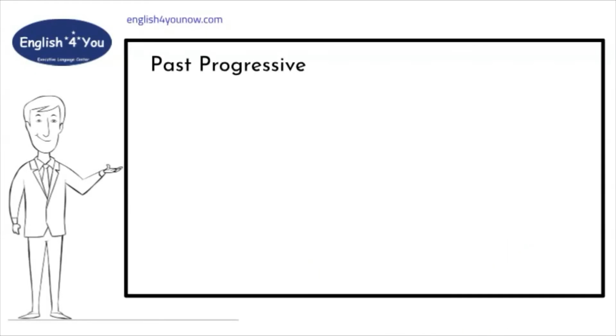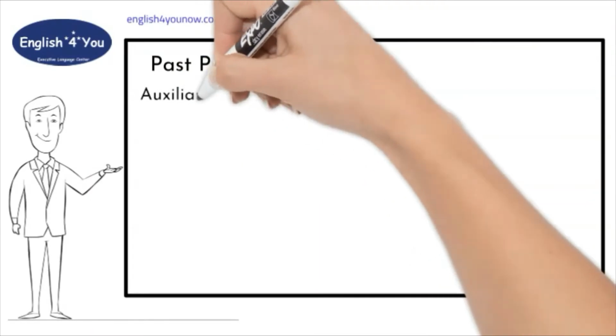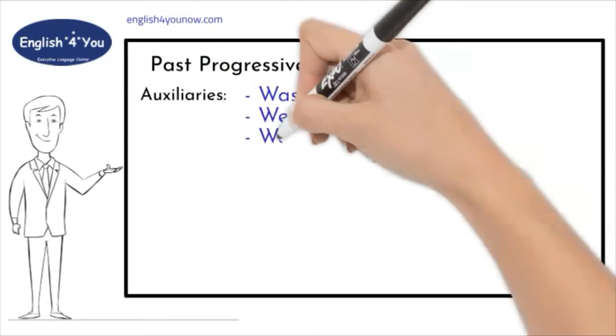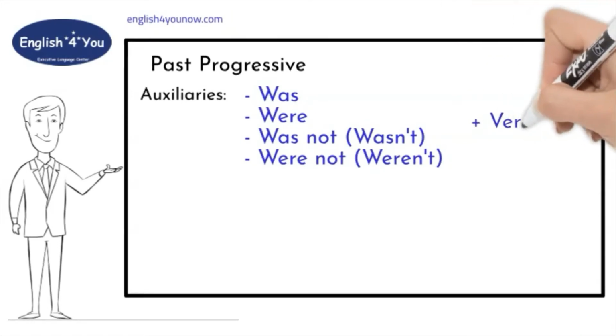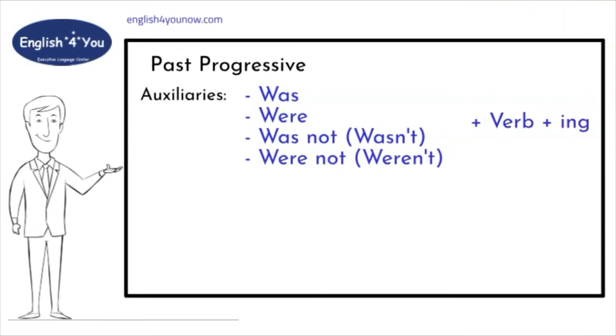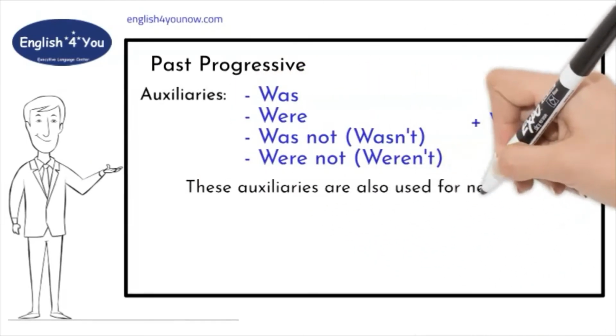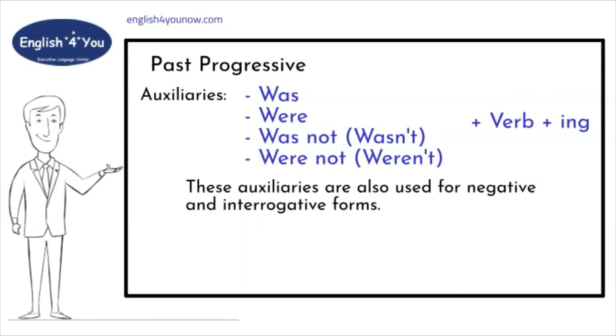The auxiliaries for the past progressive are was, were, was not, were not, and with contractions, wasn't and weren't. And don't forget the verb in gerund. It means the verb plus ing. These auxiliaries are also used for negative and interrogative forms.